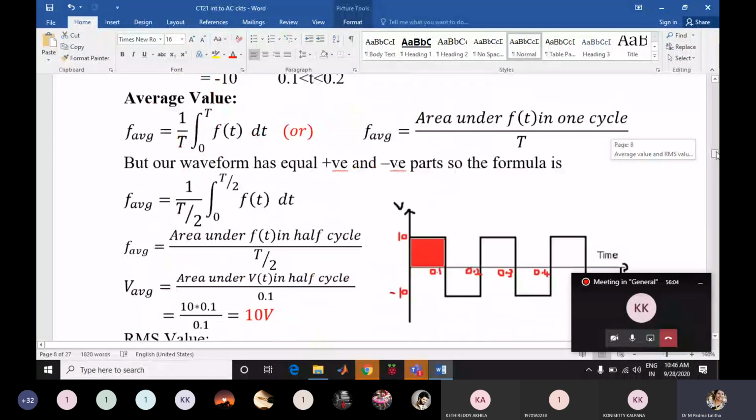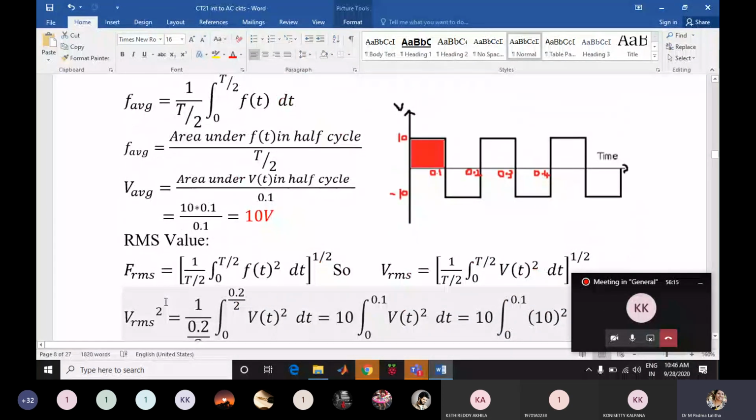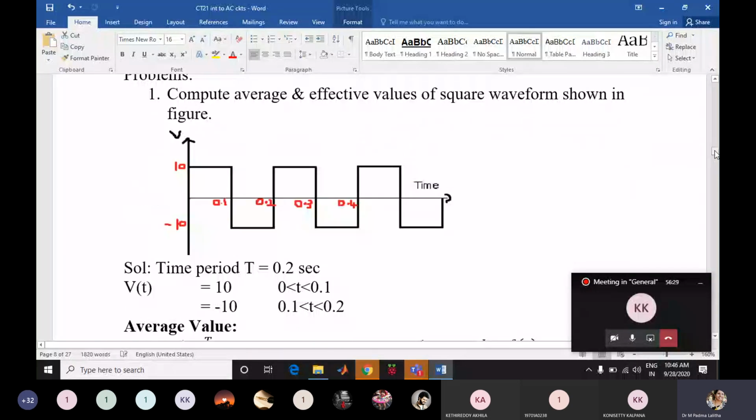What are the two formulas? F average is equal to 1 by T integral 0 to T f of t dt. And what is the expression for the RMS value? F RMS is equal to square root of 1 by tau integral 0 to tau f of t whole square dt. So this is the process. Let's start the first problem. All of you note down the problem. Compute the average and effective values of the square waveform shown in the figure.